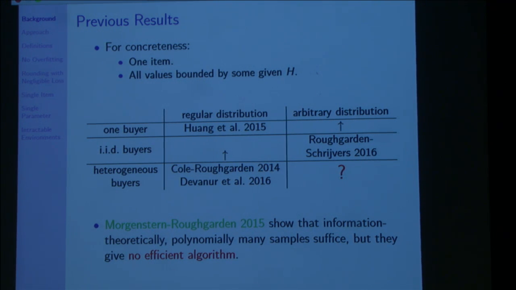It's pretty efficient, yeah. So what I'm going to talk to you about today, after this introduction, is closing this gap, giving a polynomial algorithm that takes polynomially many samples from n heterogeneous distributions, any distribution supported on 0 to h, and outputs an auction that approximately maximizes revenue with high probability.